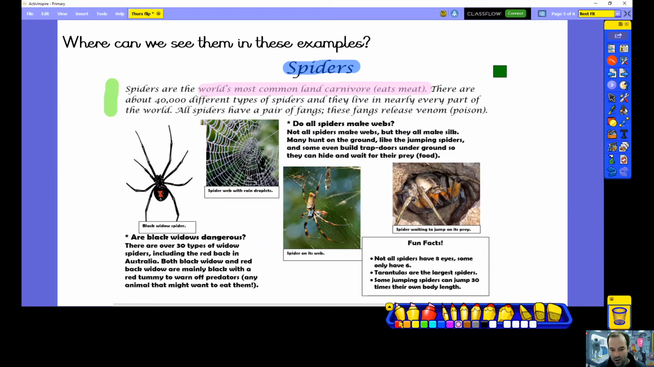Nice fact there. Let's look for some punctuation. Got a question mark here, capital letter, full stop, nice bits of punctuation, comma in a number.